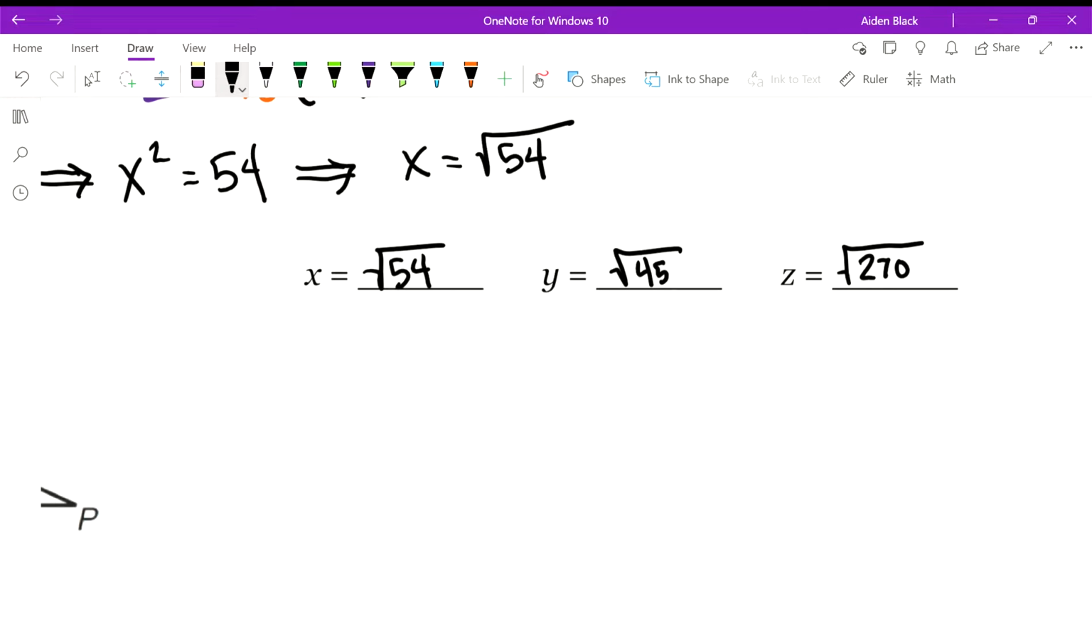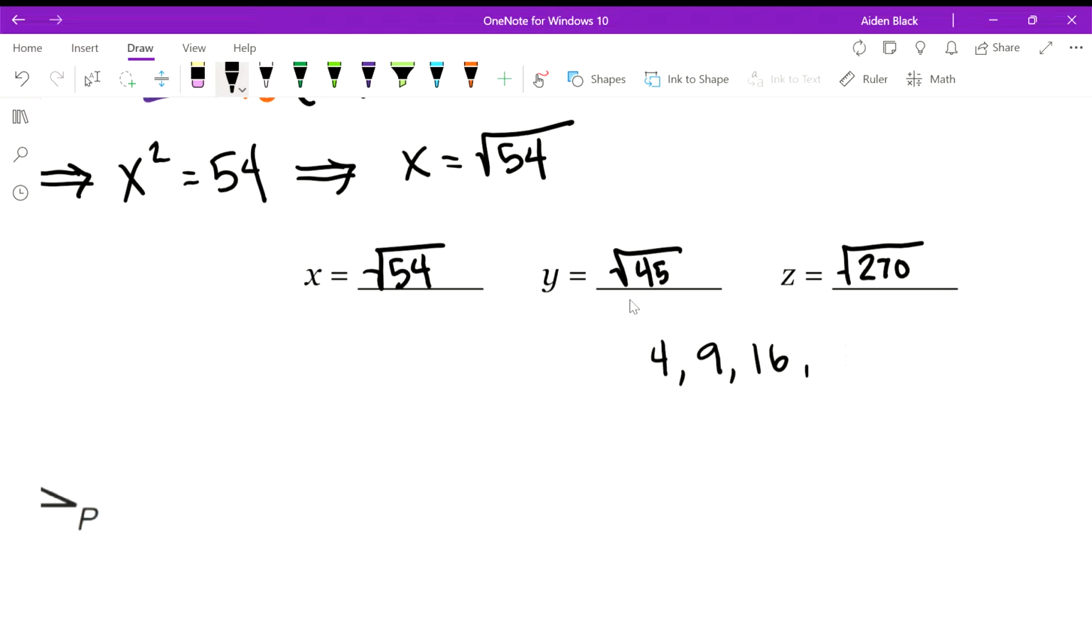So 54, I have to think, are there any squares that 54 is divisible by? I know 4 is a square, 9 is a square, 16 is a square, what's the next one, 25, and then 36, and we can't do much more than that. 36 doesn't work, because 54 divided by 2 isn't even 36, so how about 25? Think about it, 25 doesn't work.